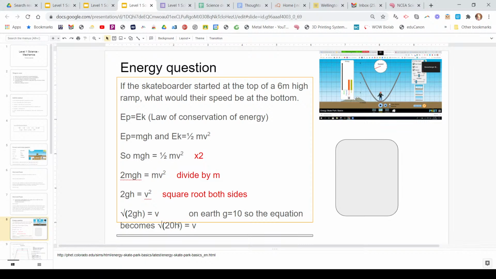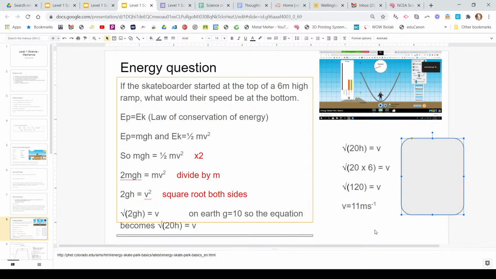So in the situation of a 6-meter high ramp, whether that's a drop or sliding down a ramp, the change in height would be 6 meters, and so we would do the square root of 20 times 6, and 20 times 6 is 120, so we would do the square root of 120, and that would give us our velocity. And if you try that on your calculators, then that should come out as about 11 meters per second. Okay.